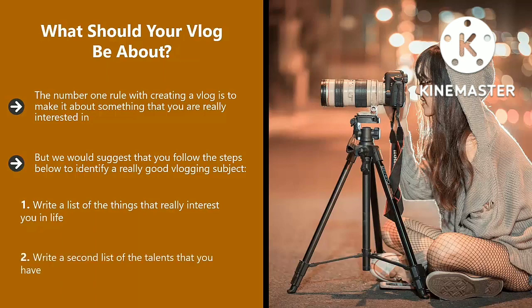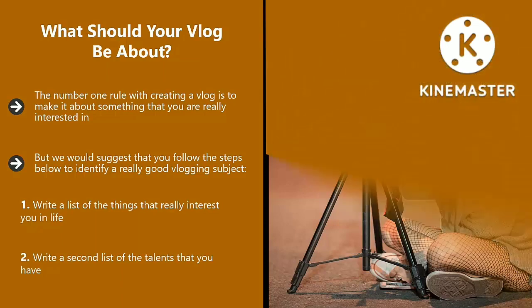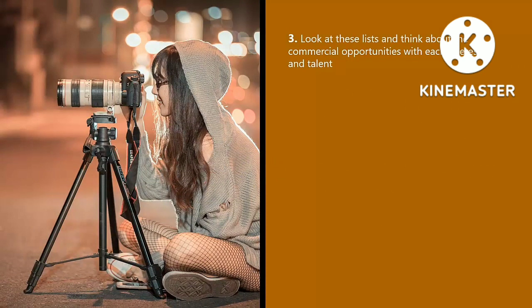2. Write a second list of the talents that you have. Don't even think that you have no talents. You will be good at some things for sure. 3. Look at these lists and think about the commercial opportunities with each interest and talent. If you are a sports fan, for example, and follow a particular team, then is there an opportunity there for you? Some sports vlog owners are millionaires.